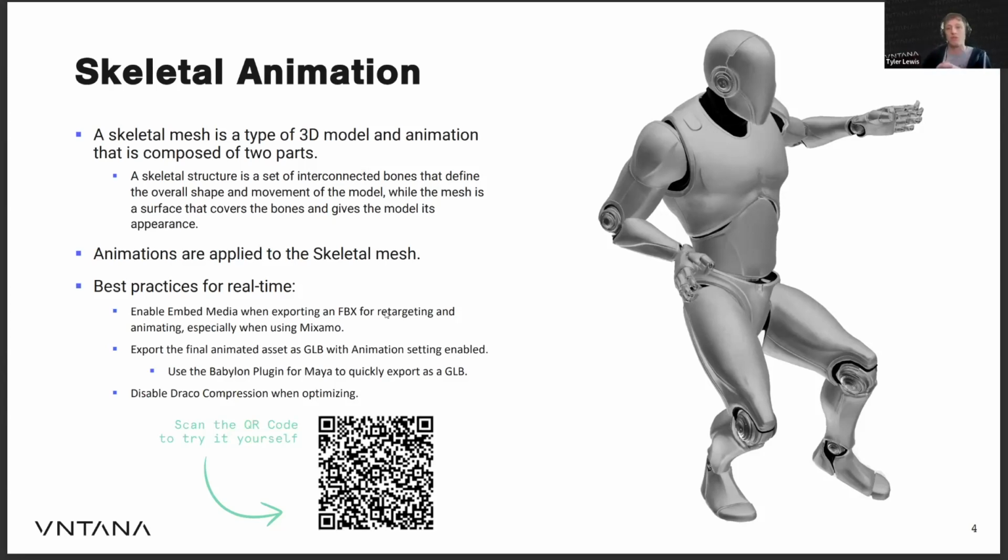Also, we need to make sure that our skeletal mesh assets follow the standard bipedal skeletal mesh definition, bipedal being 2 arms, 2 legs, that sort of thing. And then when we are exporting a GLB from Maya, we just need to make sure we're using the Babylon plugin, and that the export animations box is checked. And then when we're optimizing on platform, we just want to make sure that Draco compression is disabled. And so that wraps it up for the skeletal mesh animations.